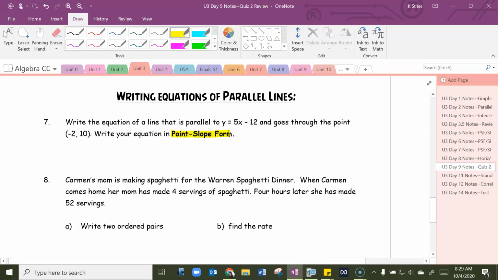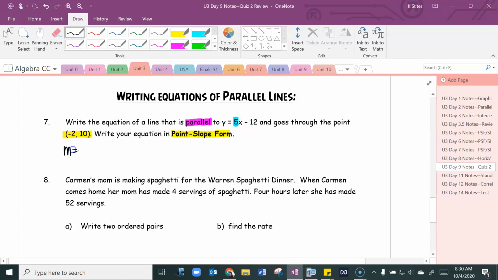So this is the form that we want, and they've given us this point, so the only other thing we need is the slope. Remember, the slope we are going to take from our given equation here, because if we're dealing with parallel lines, our slope will be the same. So all you have to do is look at this equation right here and tell me what your slope is. That's going to be a 5.